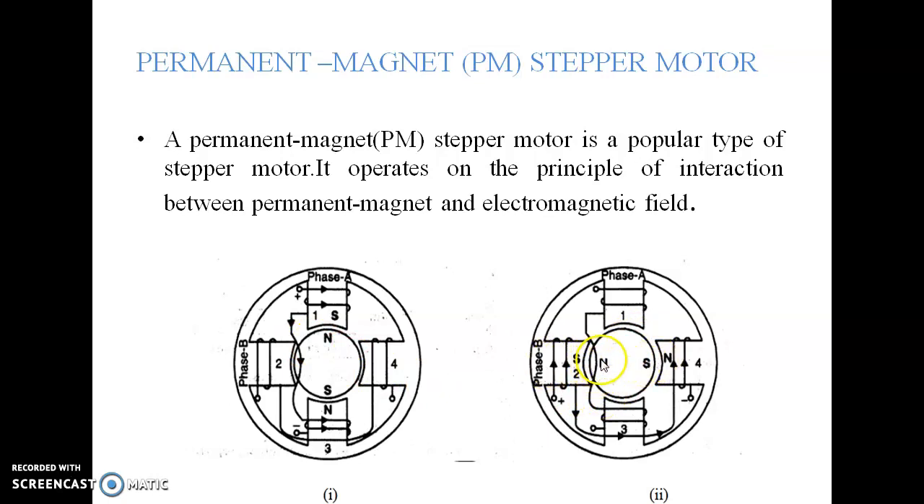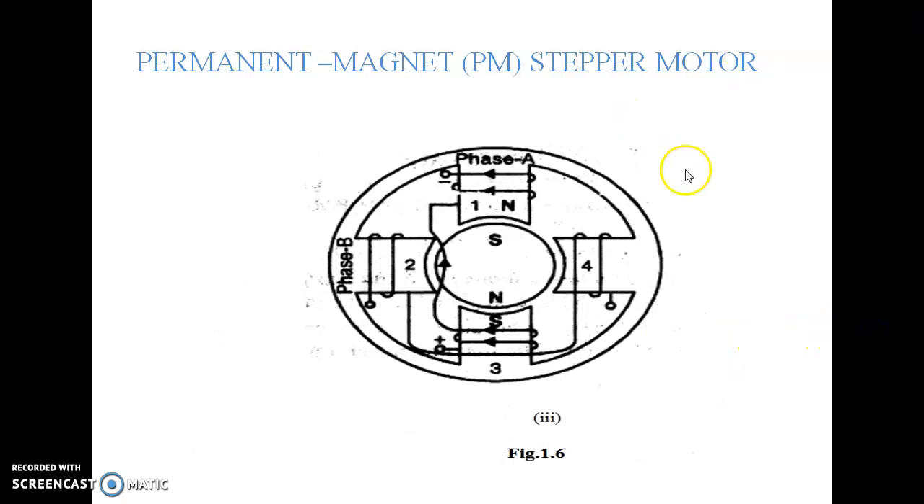Here rotor's north pole is coming under the stator's south pole and rotor's south pole is coming under stator's north pole. Again, in this case the polarity has changed. That means the rotor is rotating. Now, the rotor poles are vertical. So, south pole of the rotor is coming under north pole of the stator and the north pole of the rotor is coming under south pole of the stator.